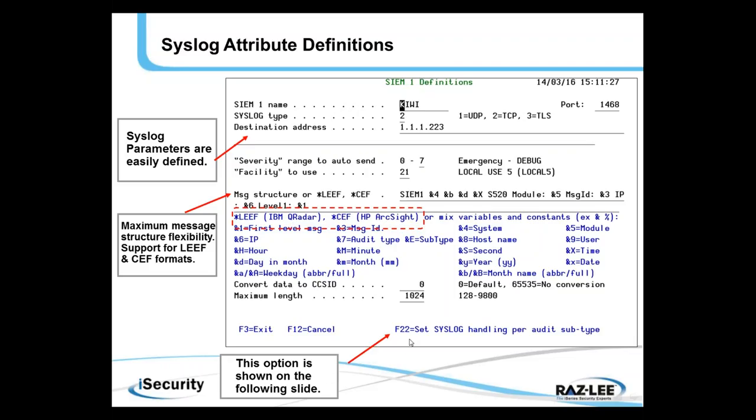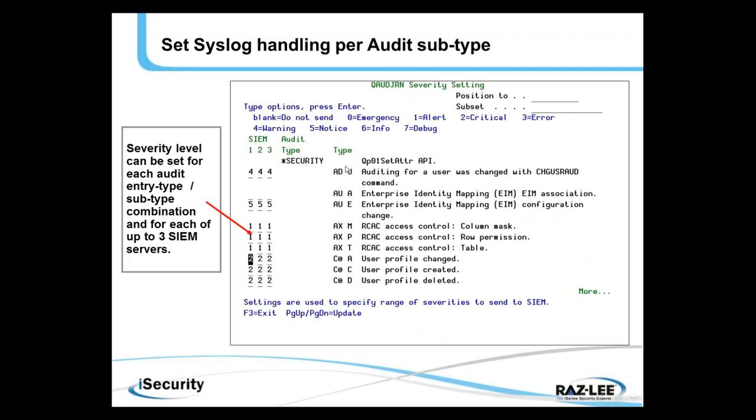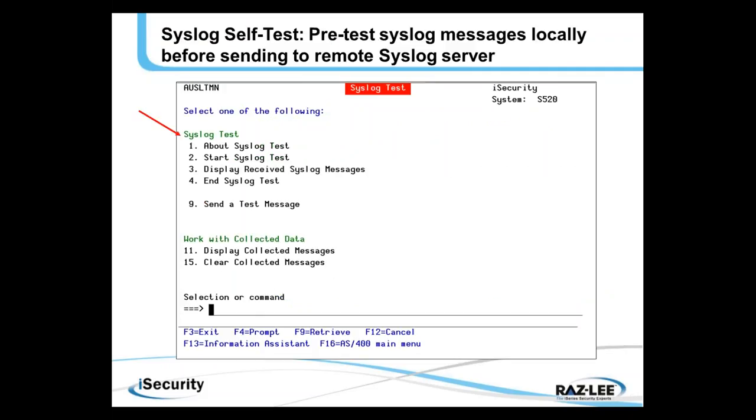The next slide shows how we can set the syslog handling per audit subtype. This is just one screen of many here. The audit type in this case is asterisk security. These are the entry types and subtypes. And for each one of the 3 SIEMs, we can specify the security level setting for the particular SIEM.